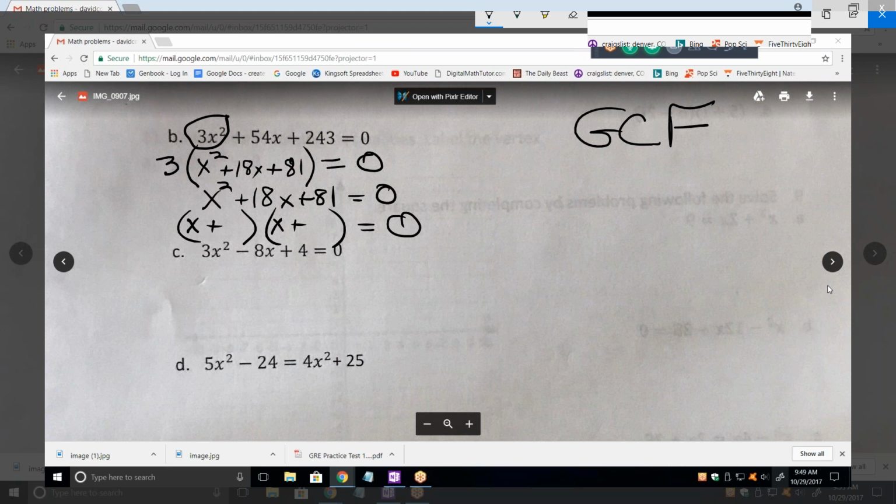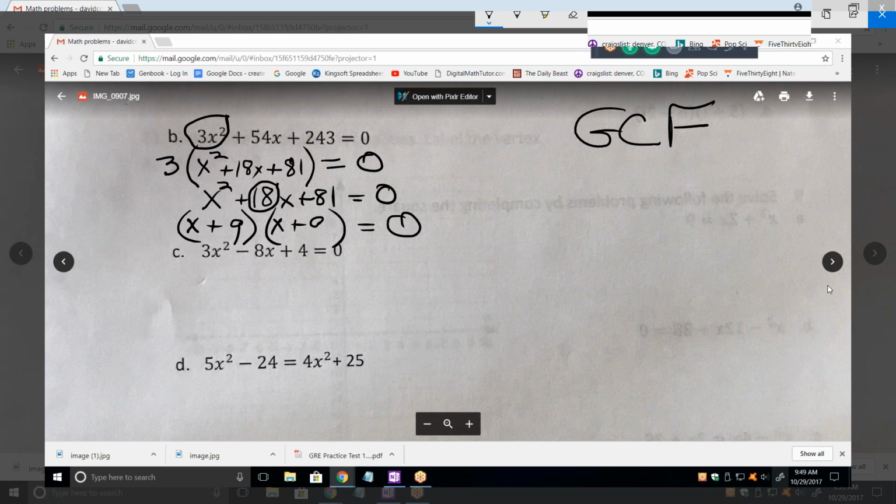And finally, this is a first level one, so you can use the rule. What's the rule? Factors of 81 that do what? Add to 18x. Not add to 18x. Add to 18. And I don't mean plus 18. I mean they add to the absolute value of that coefficient. So what factors would do that? 9 and 9.